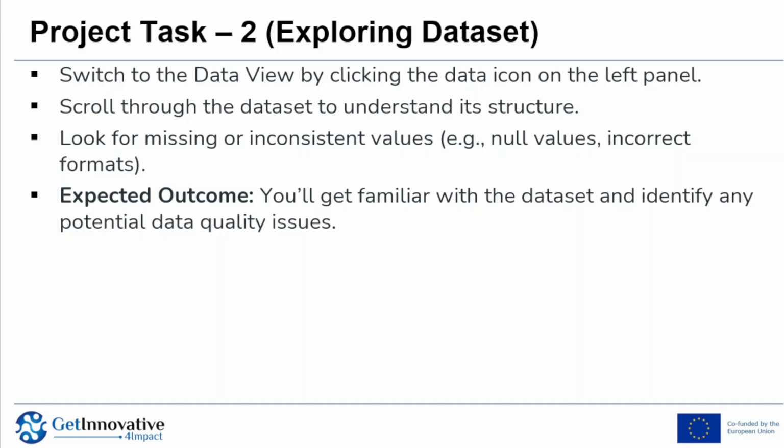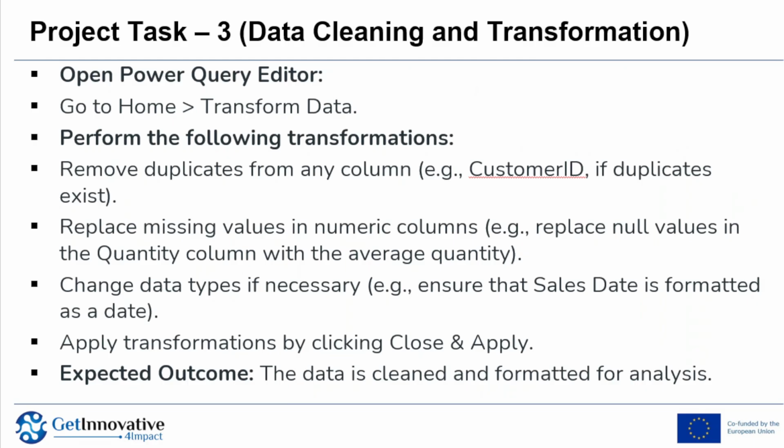In order to explore the dataset, we switch to the data view by clicking the data icon in the left panel. Then we scroll through the dataset to understand its structure. Then we look for missing or inconsistent values, that is null values and incorrect formats. Then we move towards data cleaning and transformation. We go to Home and Transform Data. We perform the following transformations: remove duplicates from any column, replace missing values in numerical columns, and change data type if necessary. Then we apply the transformations by clicking Close and Apply.